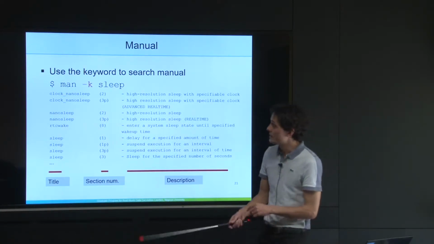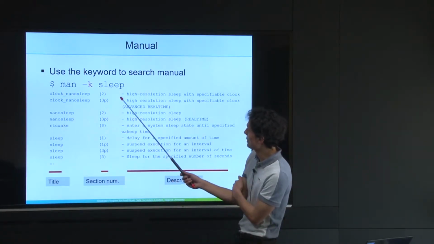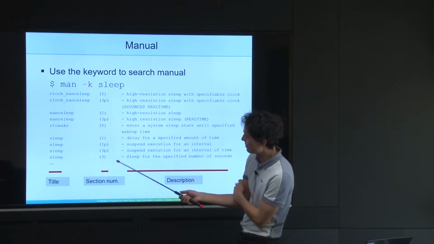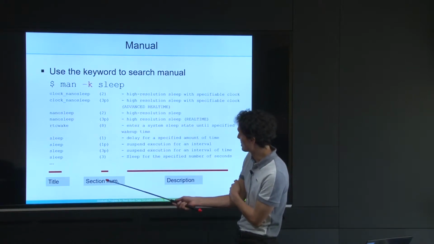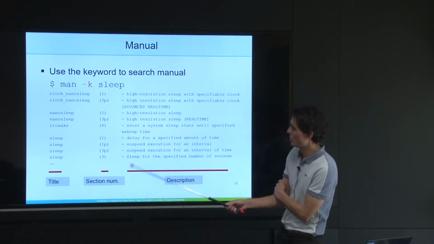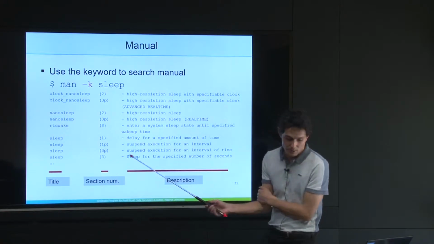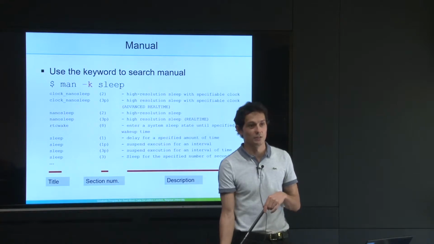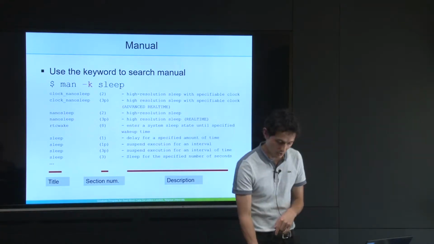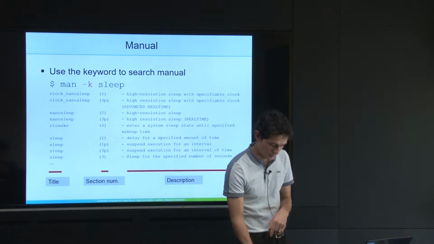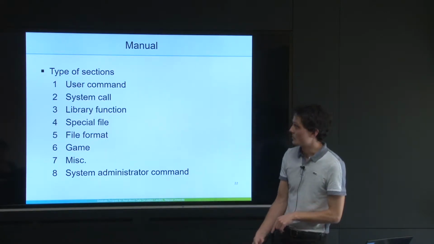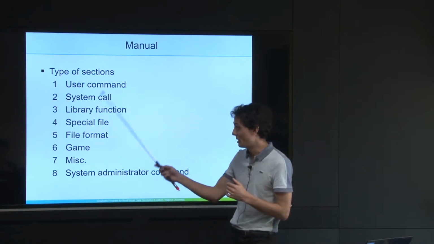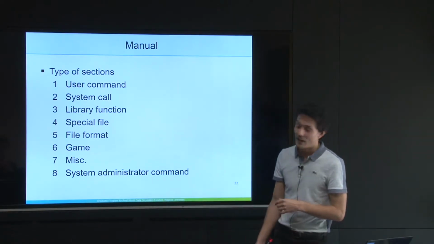Okay, so in this case, the K option gives you a little bit more information about the different sleep functions. So it gives a section number and a description for each. So the section number describes what kind of operation that particular one is. So here we have a list of types of sections. So if it's listed as 1, then it's a user command. It could be any of these other things. You don't have to really worry about this too much.